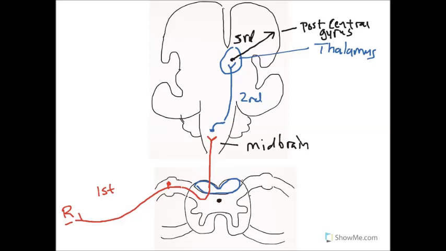If this was the right side of the body, it would end up at the left cerebral cortex. So there is a crossing over, a decussation, that occurs. That is an important thing to also know about these pathways. So as we see that one, let's take a look at the very next pathway after this.